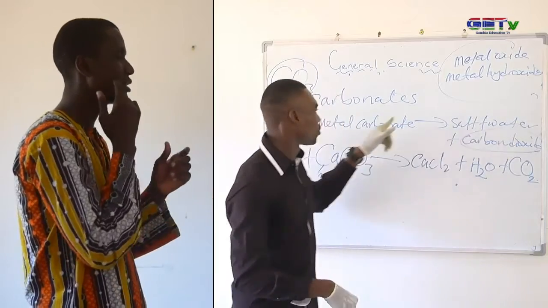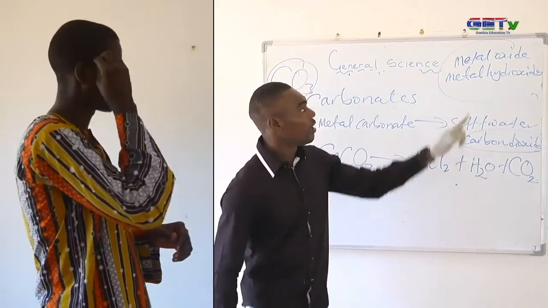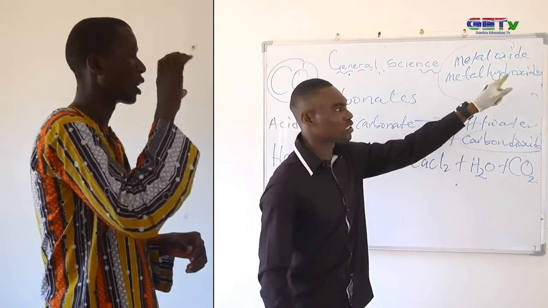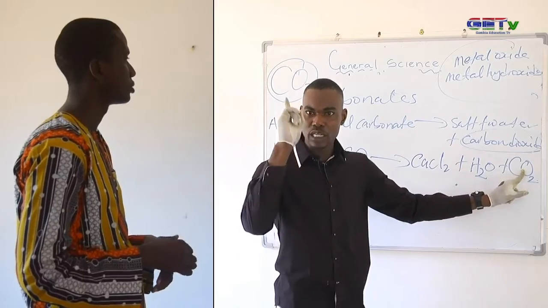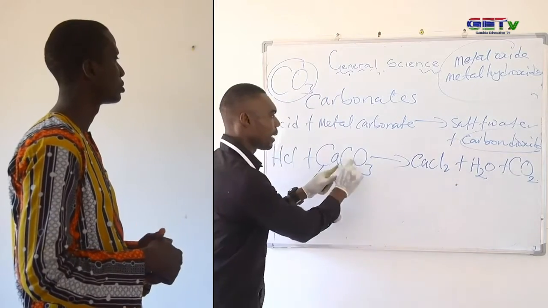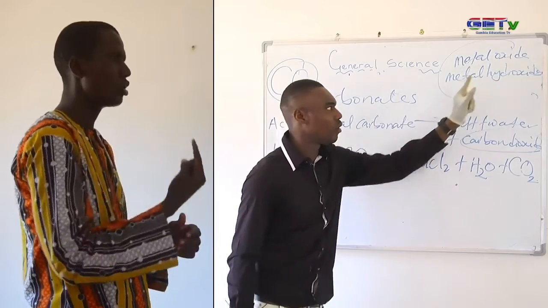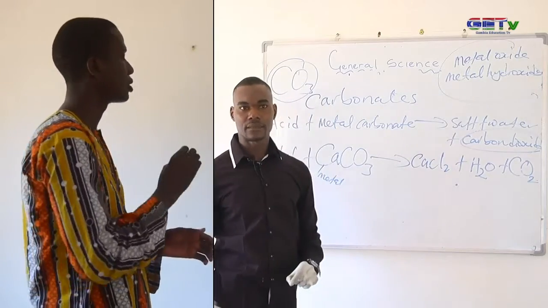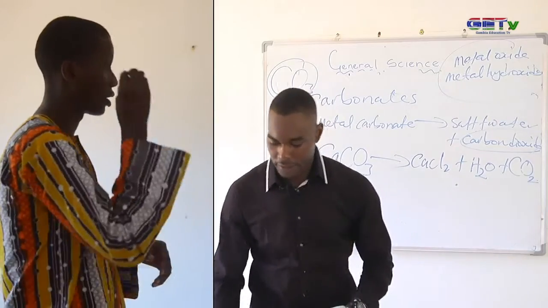But when carbonates are used, carbon dioxide will also be produced. If only metal oxides and metal hydroxides are used, no carbon dioxide. Remember that. Carbon dioxide is only produced when a carbonate is used with an acid, but not with metal oxides or metal hydroxides. I hope that is very clear. Thank you.